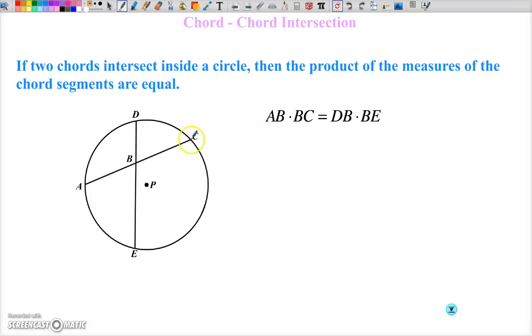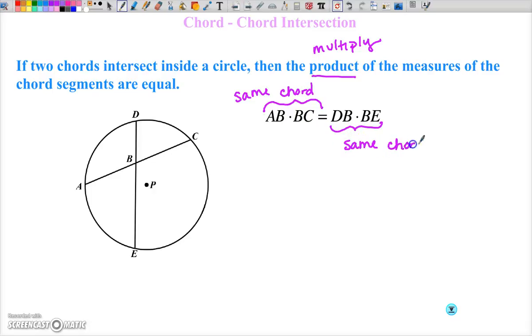Remember, a chord goes from one spot on a circle to another point on the same circle. So both of these are considered chords. With two chords that intersect inside a circle, you're going to multiply. Product means multiply. Don't forget that. So you're multiplying the measures of the chord segments and they are equal to one another. Notice that these two right here are from the same chord and these two down here are from the same chord as well. So we don't want to intermingle or do AB and DB. We want to keep it within the exact same chord.